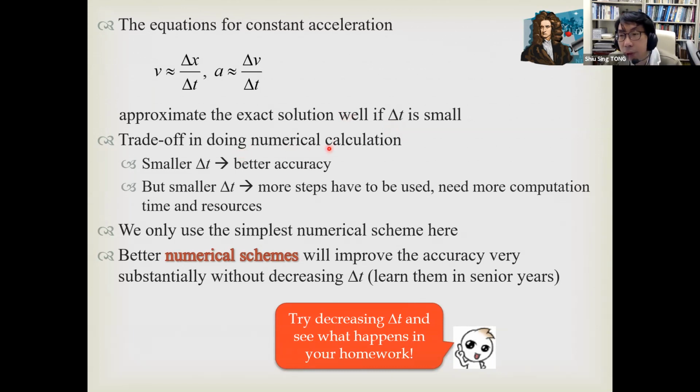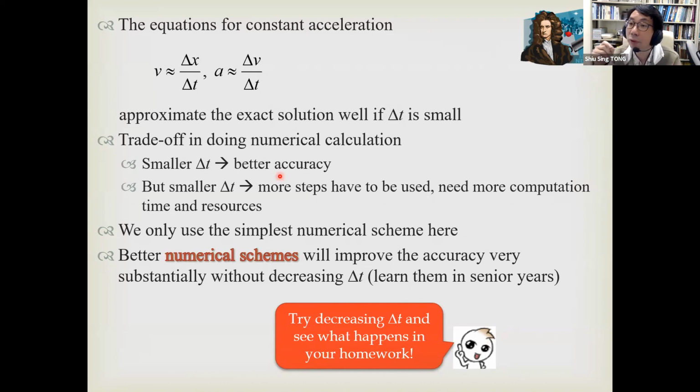Now, there is a trade-off in doing numerical calculation. Although if you use a smaller delta t, you get better accuracy, don't forget, if you use a small delta t, that means you have to do more steps, right? If you calculate a time interval of 1 second and use a time step of 0.1 second, then you have to do 10 calculations, because 1 divided by 0.1 is 10. But if you do it with a smaller time step, if the time step is now 0.01, then you have to do 100 calculations, right?